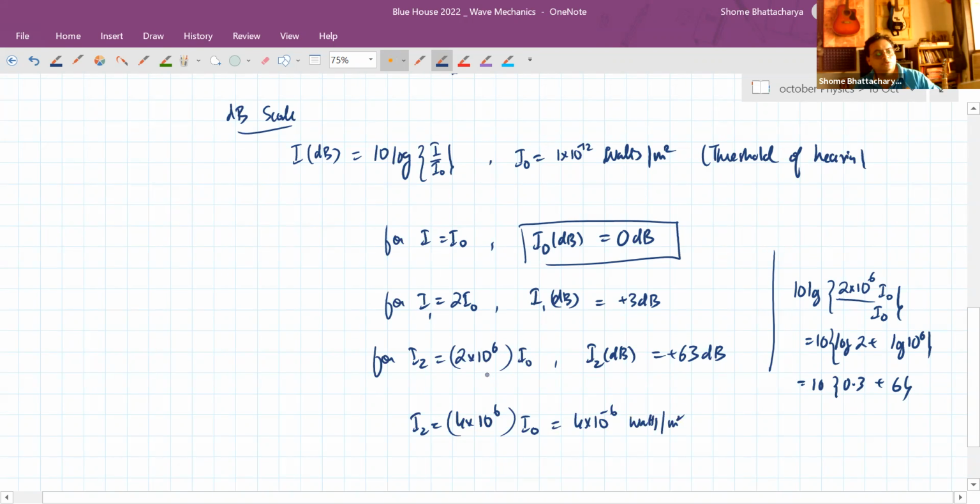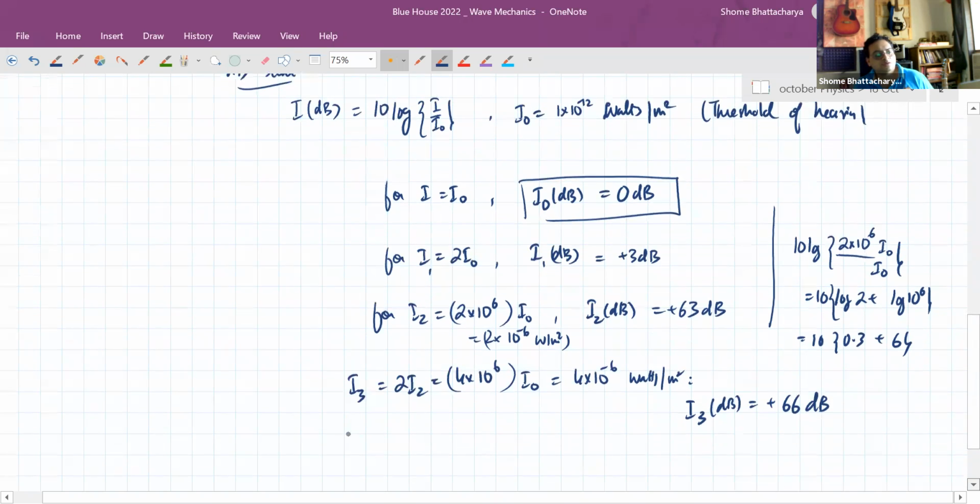Whereas this one would have been 2 into 10 raised power minus 6 watts per meter square. So this one in decibel scale now, I3, let's say this one is. Suppose I take I3 as double of I2. So you can see in decibel scale, I3 will become 66 decibels.